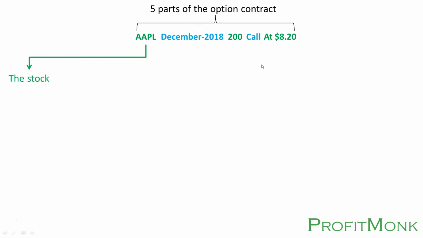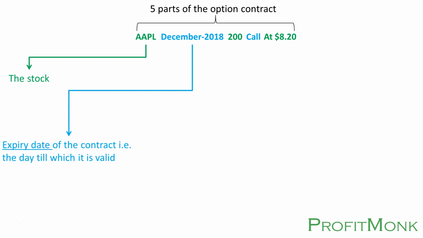The first part of an options contract is the stock. In this particular example, we are using Apple, AAPL, as the stock for which this particular contract is described. The second component is the expiry date of the contract. This is the day till which this particular contract is valid.